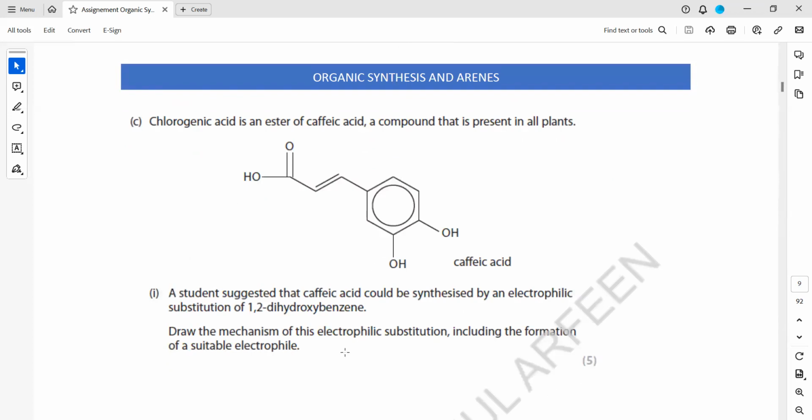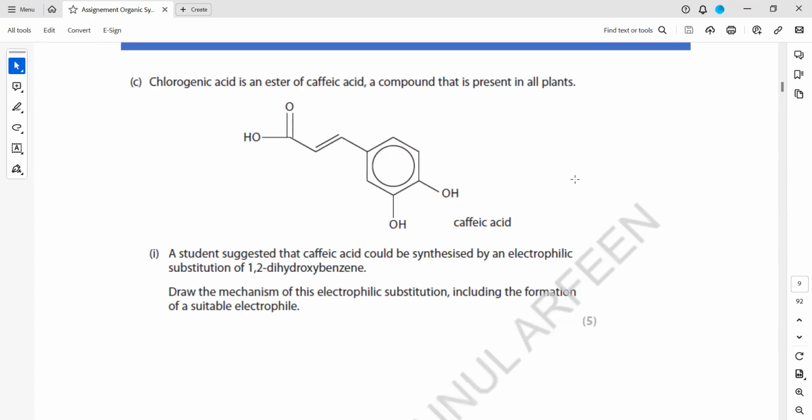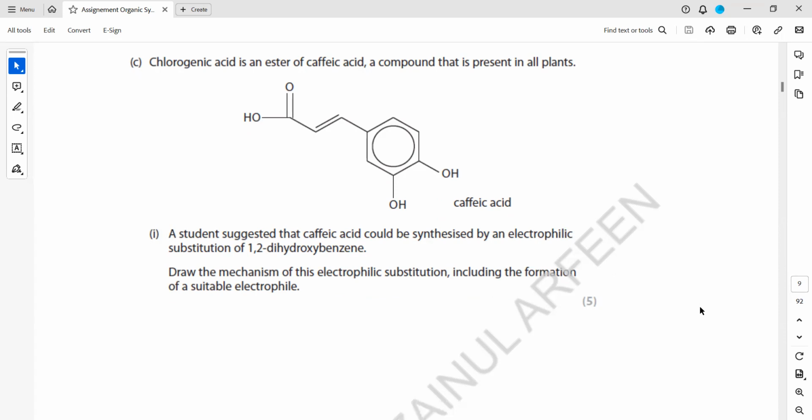Chlorogenic acid is an ester of caffeic acid, a compound that is present in all plants. A student suggests that caffeic acid could be synthesized by electrophilic substitution reaction of 1,2-dihydroxybenzene. Draw the mechanism of this electrophilic substitution.